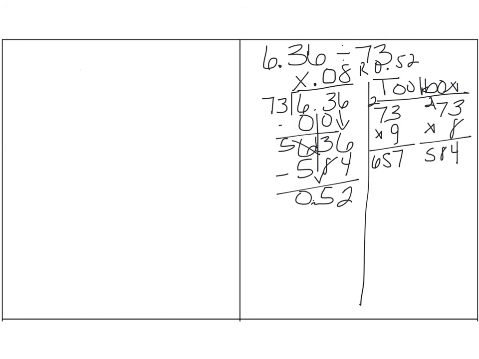So now let's check, just like we would normally. So we have 0 and 8 hundredths times 73. Well, I have to show that work on the side because I'm not that talented. I don't know that in my head. So 0 and 8 hundredths times 73. 3 times 8 is 24. 3 times 0 is 0. 3 times 0 is 0 plus 2. 3 times 0 is 0.